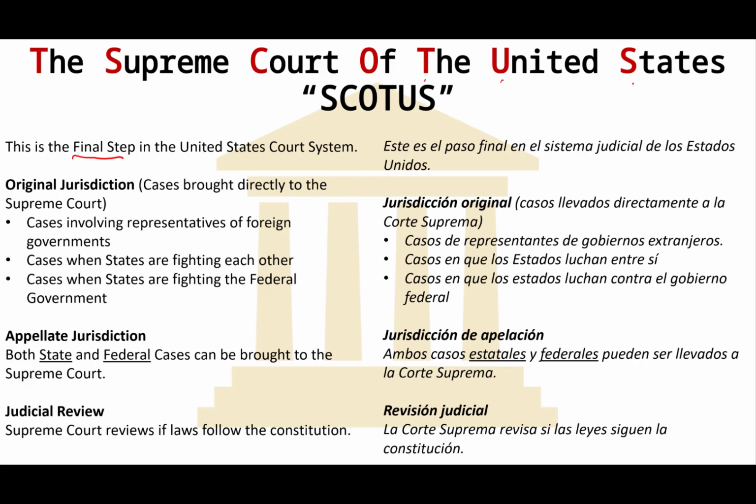There are 3 different functions of the Supreme Court. First, you have the original jurisdiction. These 3 types of cases start at the Supreme Court. This is cases involving representatives of foreign governments, cases when the states are fighting each other, so that could be New York versus Connecticut, and cases when the states are fighting the federal government, so that could be CT versus US.